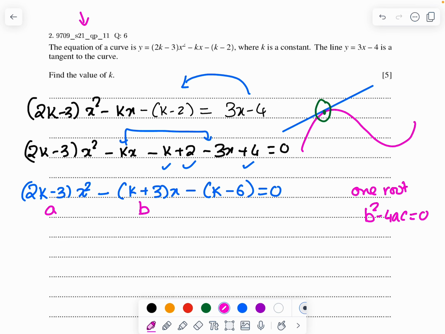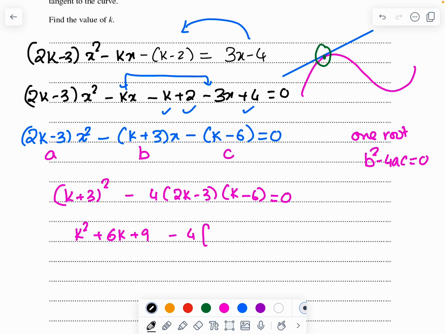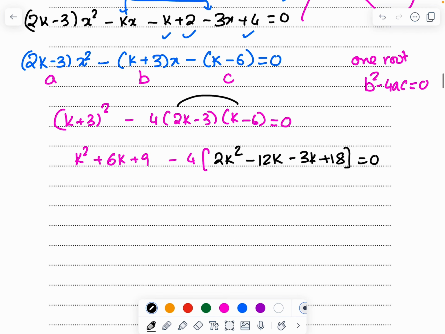This is a, this is b, and this is c. So k plus 3 whole square minus 4 times of 2k minus 3 times of k minus 6 should equal 0. Now expand that: k square plus 6k plus 9 minus 4 times of, multiply it out. 2k times k is 2k square, 2k times minus 6 is minus 12k, minus 3k plus 18 equals 0. Further expand it out, it becomes k square plus 6k plus 9 minus 8k square.